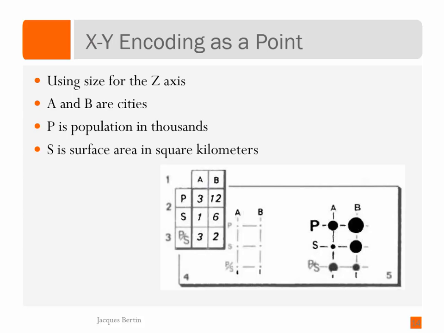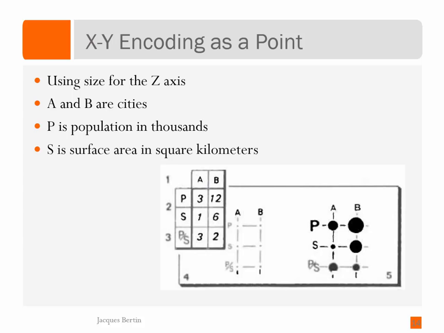Now let's move to the right. If we look at the image on the right and see the cross-section of our cities A and B with population, surface area, and then density, we'll notice we're now using the Z variable with size. So let's look at the A for population and compare that to the B for population.